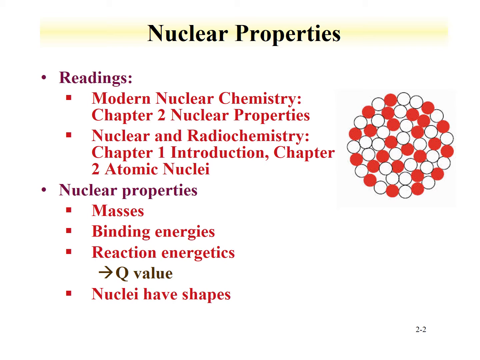This lecture is going to cover some fundamental nuclear properties, the mass of the nucleus, something we're going to call binding energies, reaction energetics, and we're going to introduce a term called the Q value that we're going to use for the rest of the course. And then we're going to introduce the concept that nuclei have shape. As we see here, we have a nucleus, it's spherical, and what we're going to learn is that there are many nuclei with shapes that are not spherical.